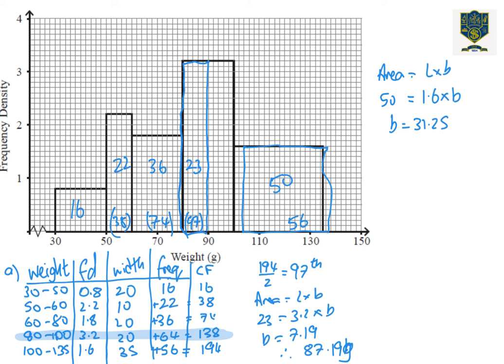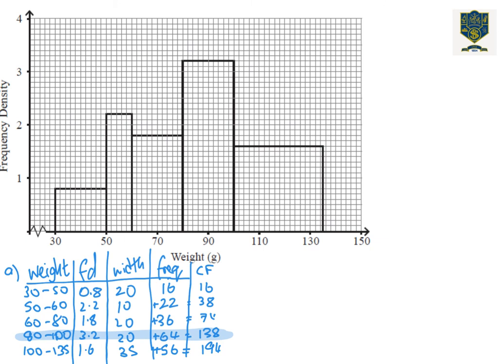So what we know then is that this bar, the blue bit, is 31.25 wide. We know the upper value is 135, so to get the lower value, we're going to do 135 minus 31.25, which is going to be 103.75. So 103.75 is an estimate for the weight of the lightest of the 50 heaviest letters.